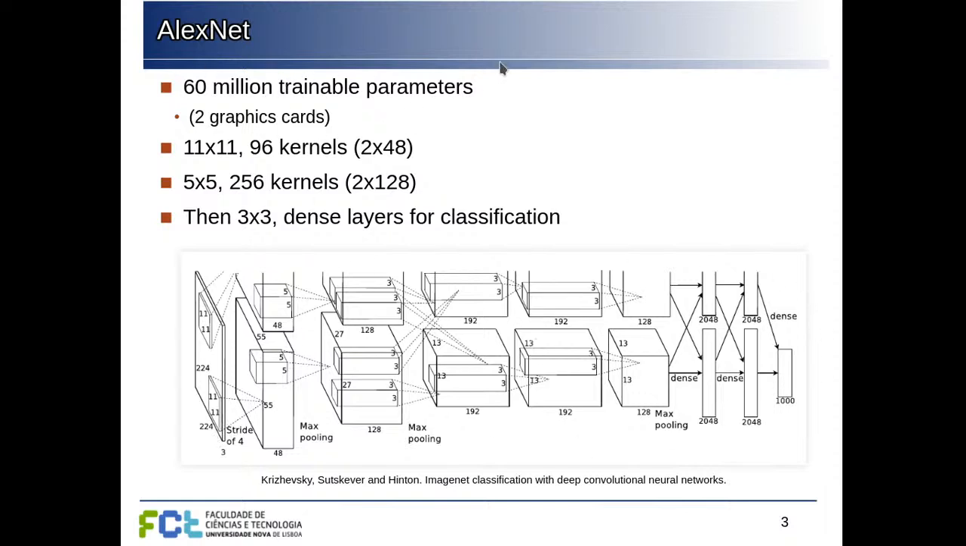This network had 60 million trainable parameters, and also a very large amount of memory necessary to keep all these feature maps. So remember that the parameters are determined by the size of the kernel, mostly 11 by 11. It means that you need 121 parameters for each input channel into this kernel. And then you also have the memory requirements to keep all these feature maps.